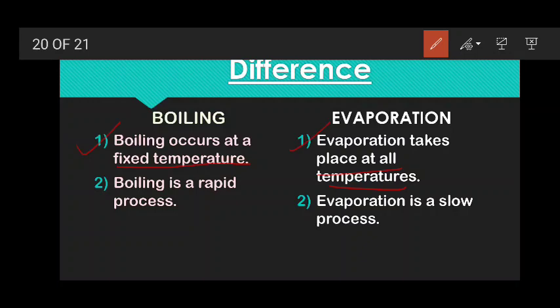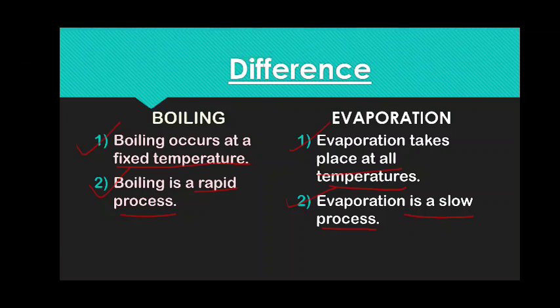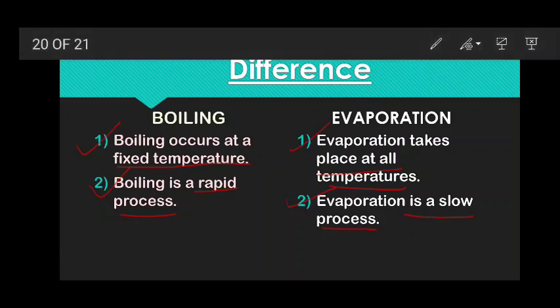So we can say that boiling occurs at a fixed temperature, but evaporation takes place at all temperatures. The second difference is that boiling is a rapid process. Rapid process means fast process. It occurs very fast. But evaporation is a slow process. If you keep water in a bowl on the roof, then slowly it will get evaporated. It takes 1 hour, 2 hours also. It depends on how much heat we are getting from the sun. So this is the basic difference between boiling and evaporation.